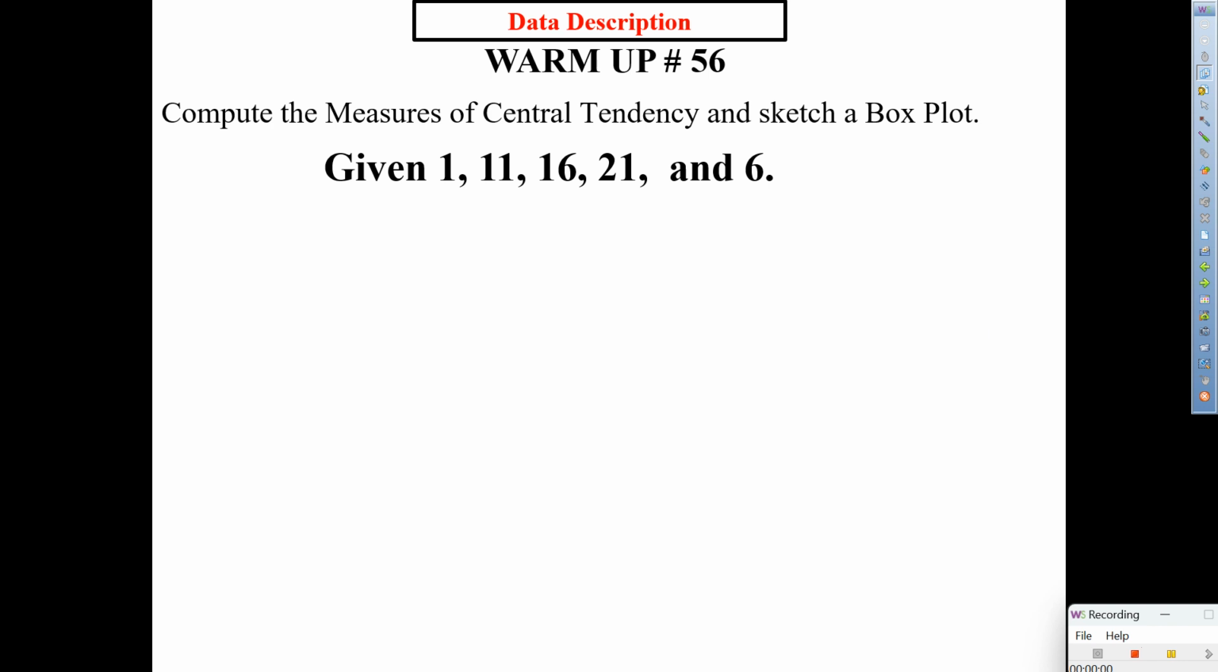Warm-up 56 should pop up as soon as you log in. That shouldn't take you more than 4 minutes. Send me your warm-up as soon as you're done. Copy and go.